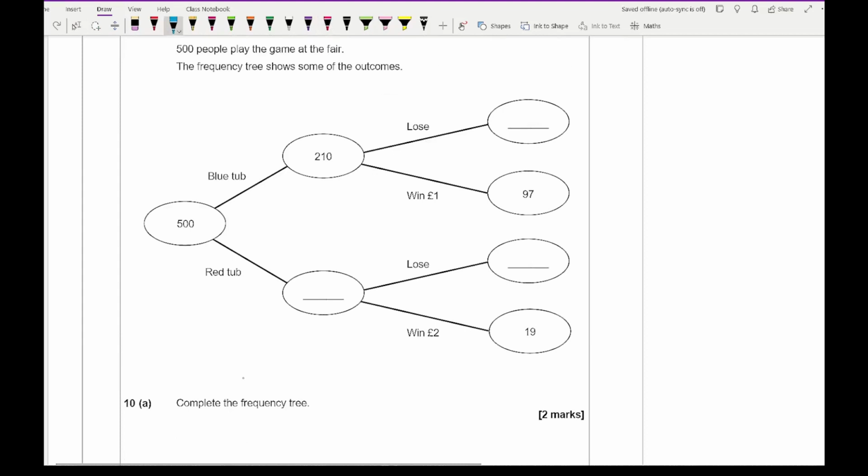For this, what we want to do first is fill this part of the tree first, because we know that this blue circle and 210 need to add up to 500. So this one's going to be 500 minus 210, which gives me an answer of 290. It doesn't really matter what order I do the next one, so for this one I need to do 210 take away 97, and that should give me an answer of 113.